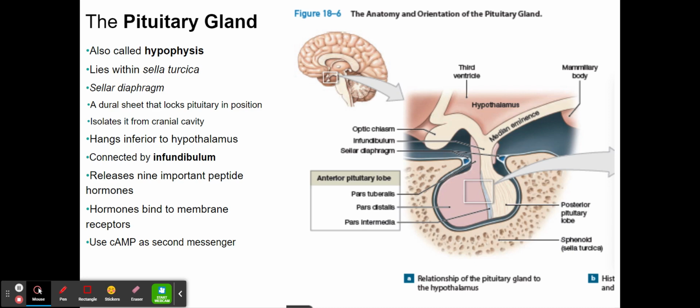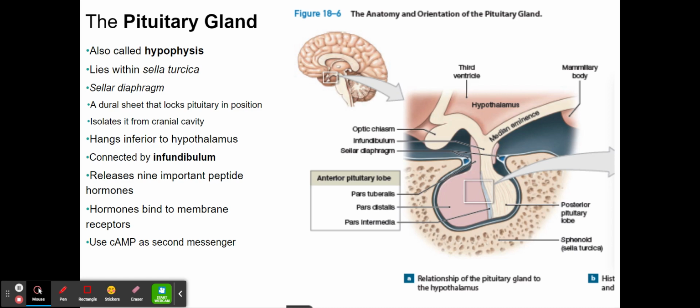Cradled beneath the sella turcica, the pituitary gland is held in position by the sellar diaphragm, which is a dural sheath that encircles the infundibulum. The sellar diaphragm locks the pituitary gland in position and isolates it from the cranial cavity.